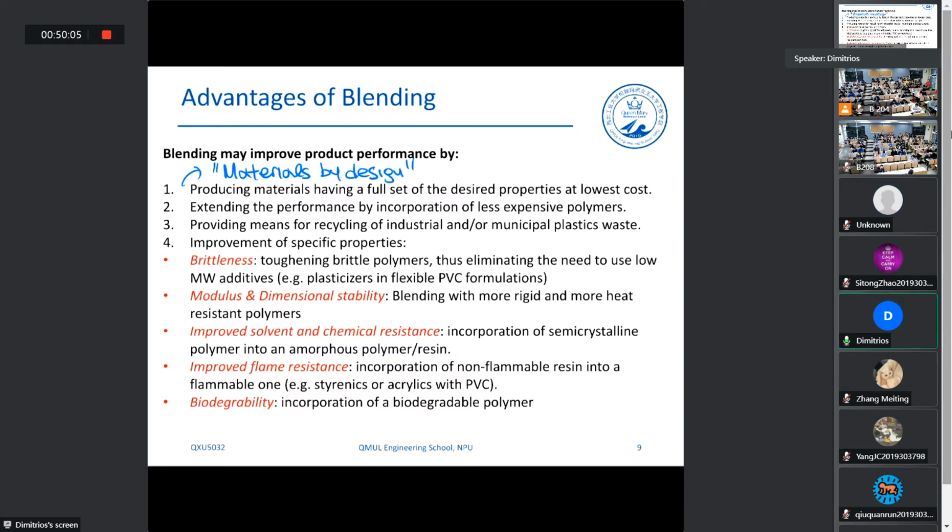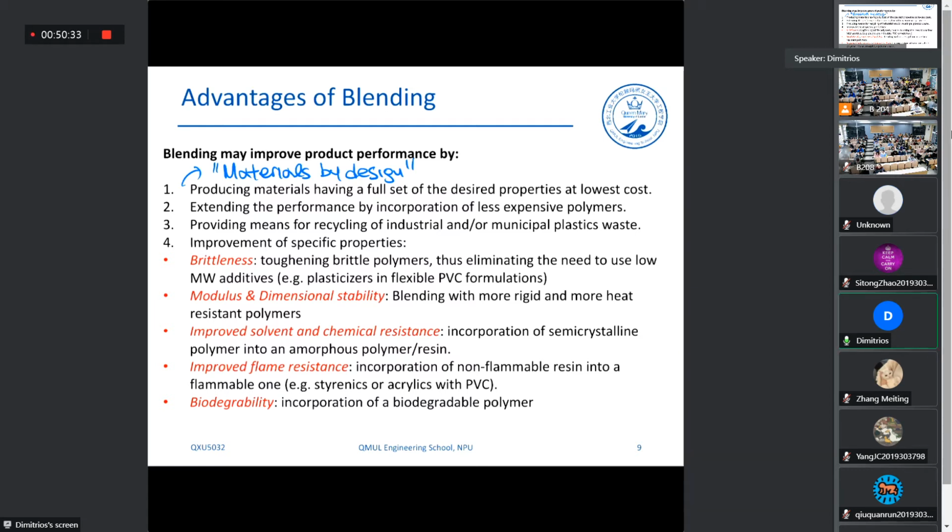So we know what we want to design. We know the ultimate properties of the material that we want to fabricate, okay? And then based on the properties that we want, we know which polymers can be combined in order to fabricate a complex structure that can give us the ultimate properties that we want, okay? And that is what materials by design is.